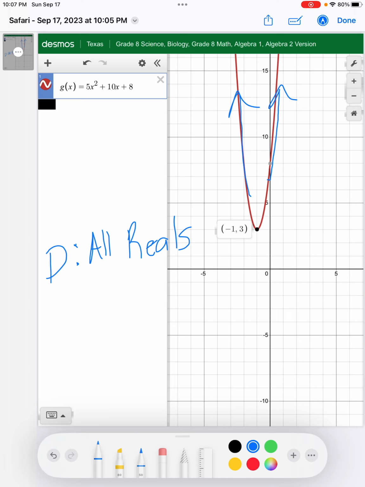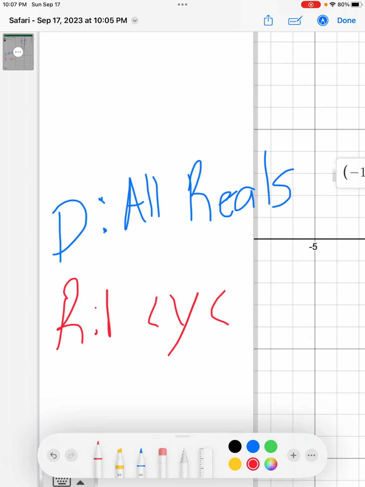Okay. Then we got to find our range. Our range uses what kind of values? We know that the range is for the y values. Then we say, okay, well, y values go which directions? Well, they're going to go up and down. So we're going to go from the bottom to the top.